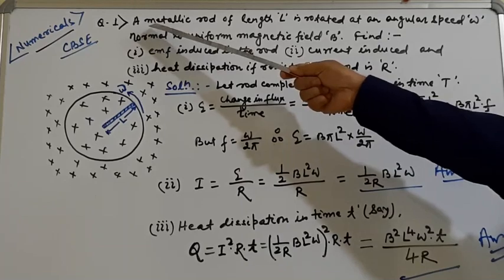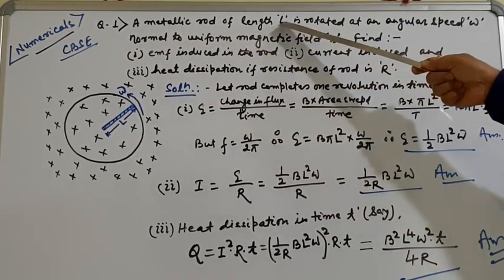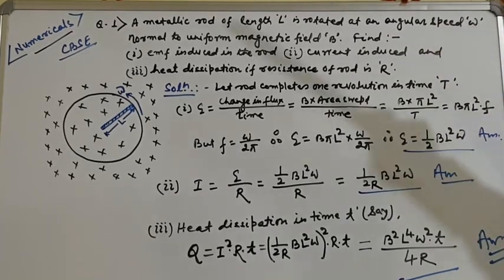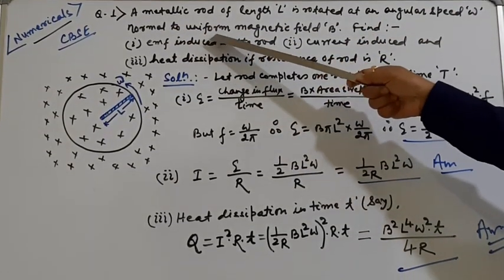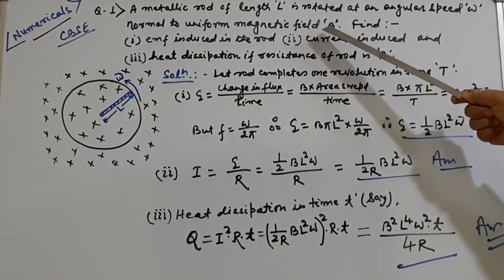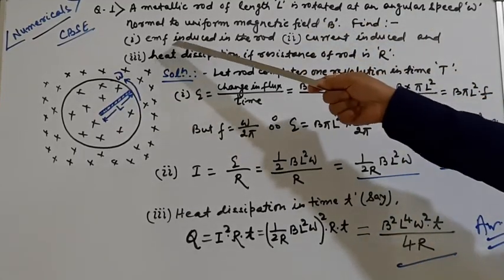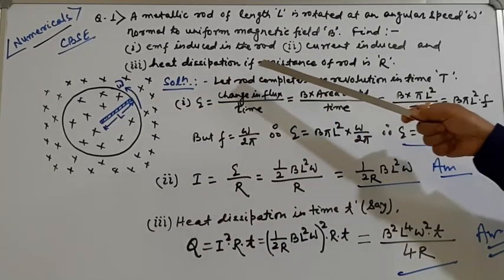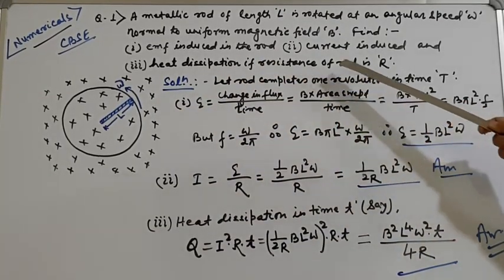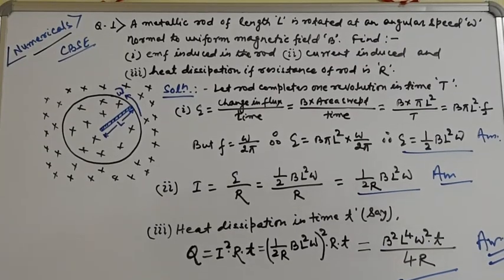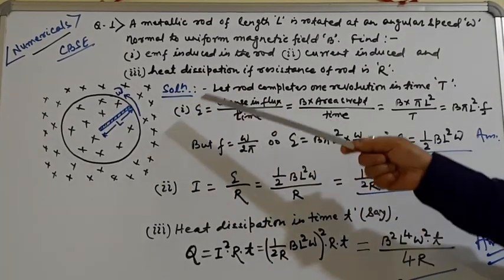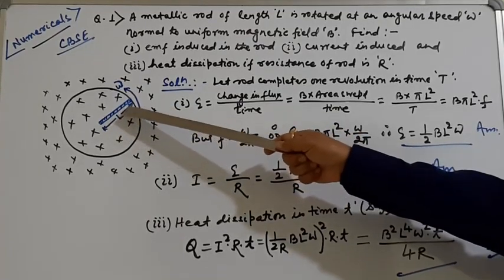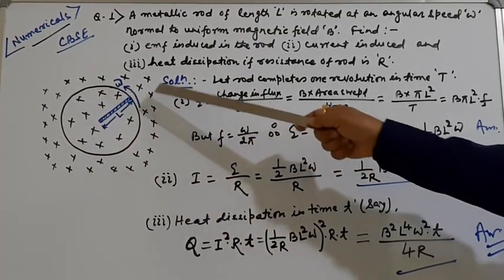And the question says, a metallic rod of length L is rotated at an angular speed omega normal to a uniform magnetic field B. Then you have to find the EMF induced in the rod, the current induced in the rod, and the heat dissipation if the resistance of the rod is R. How shall we proceed? Here I have made the solution. Look at this diagram. This rod is of length L, suppose it is rotated in this way.